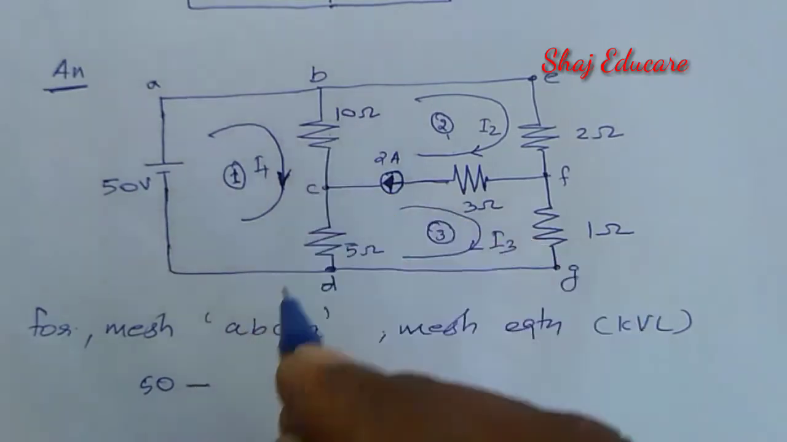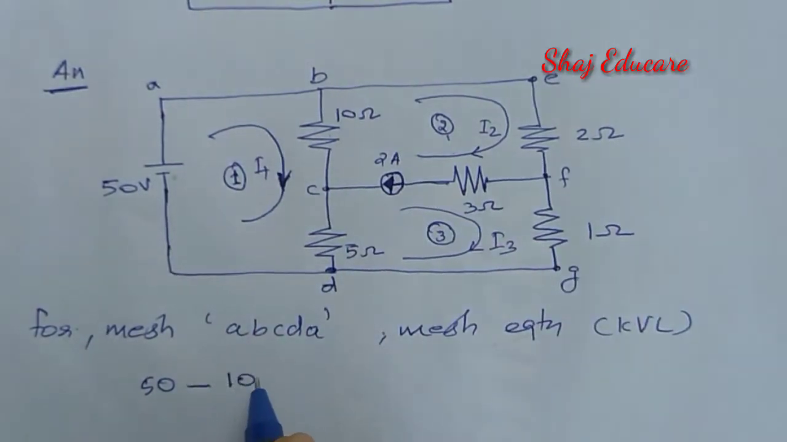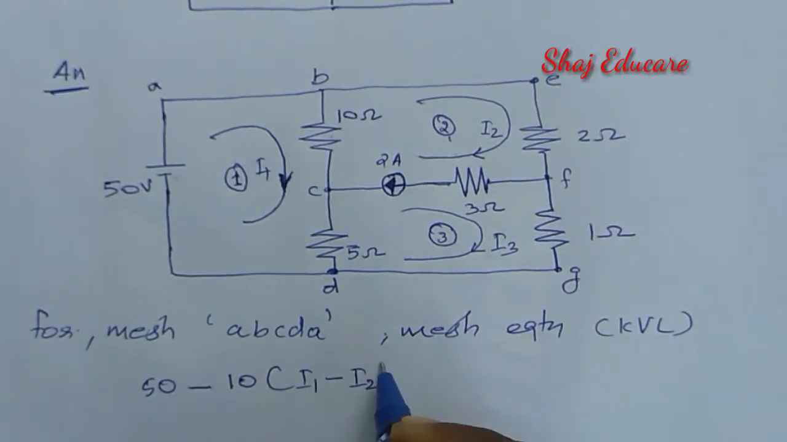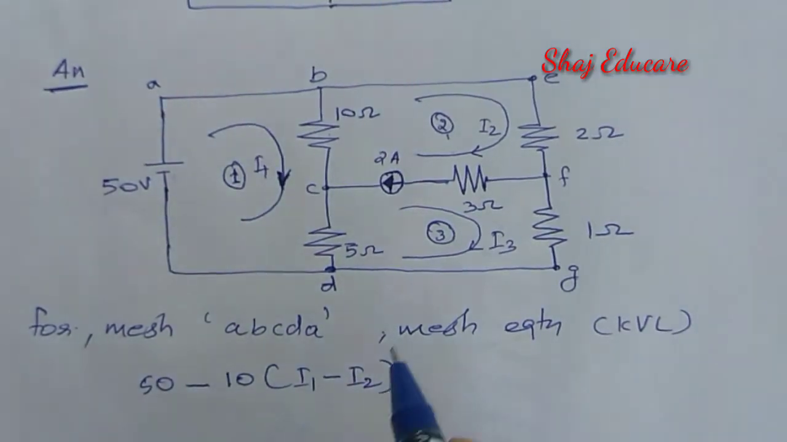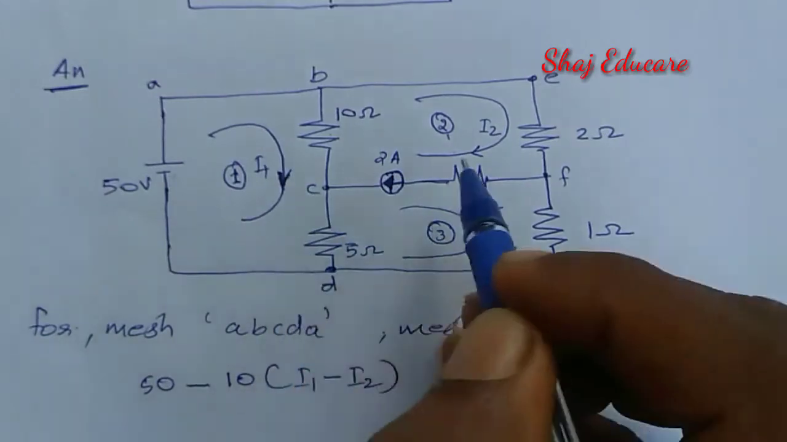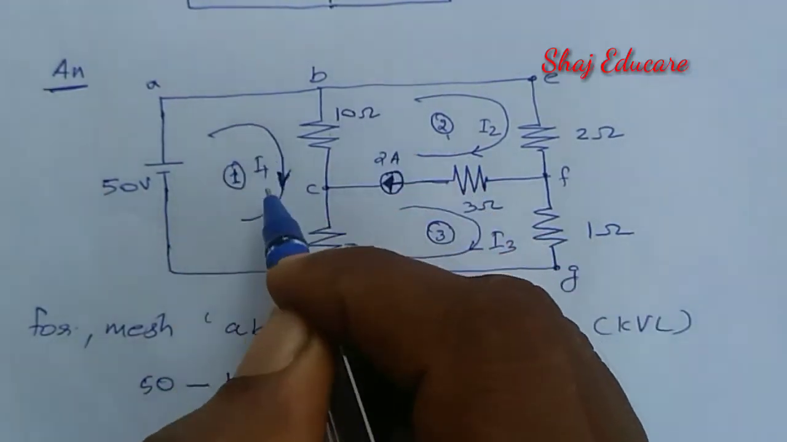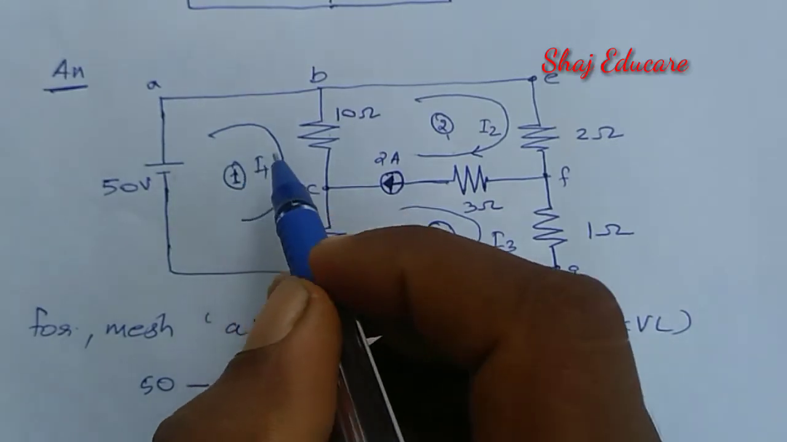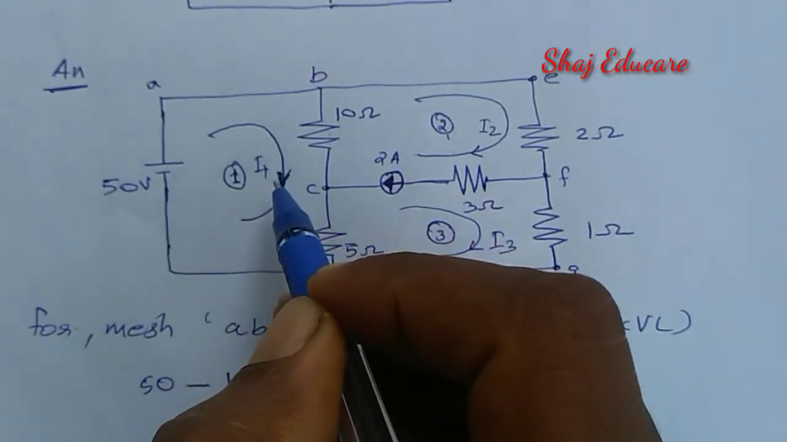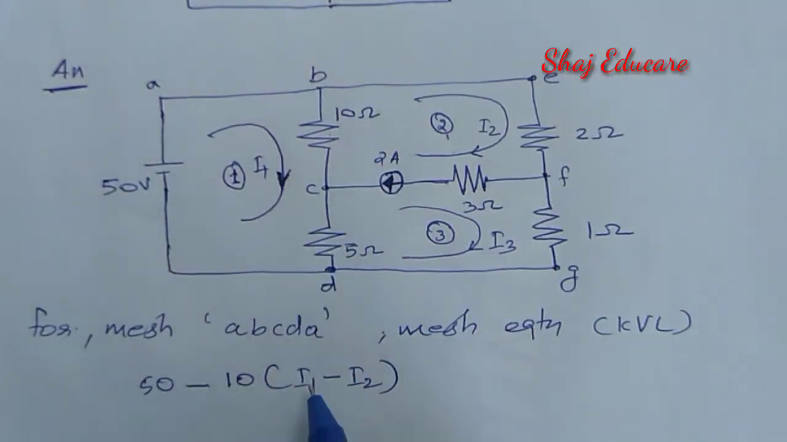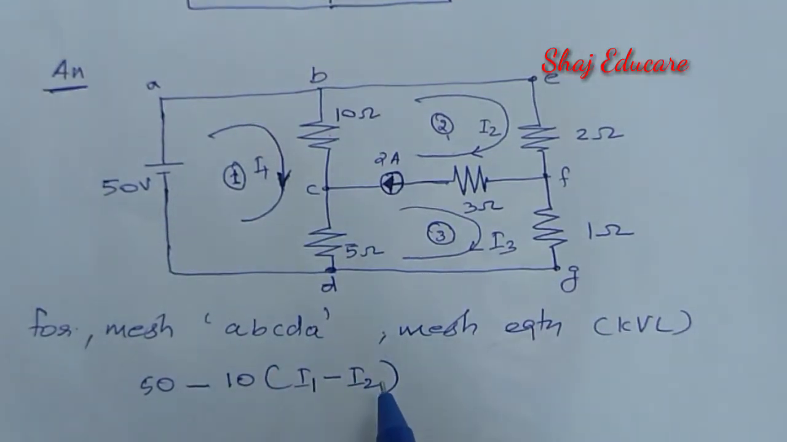Then the corresponding voltage drop is 10 into (I1 minus I2). Why this minus sign? Because I1 is flowing downward and I2 is flowing upward, both in opposite directions. As we are considering mesh 1, we have to give more priority to I1. That is the rule for mesh analysis, and hence we are taking I1 minus I2.